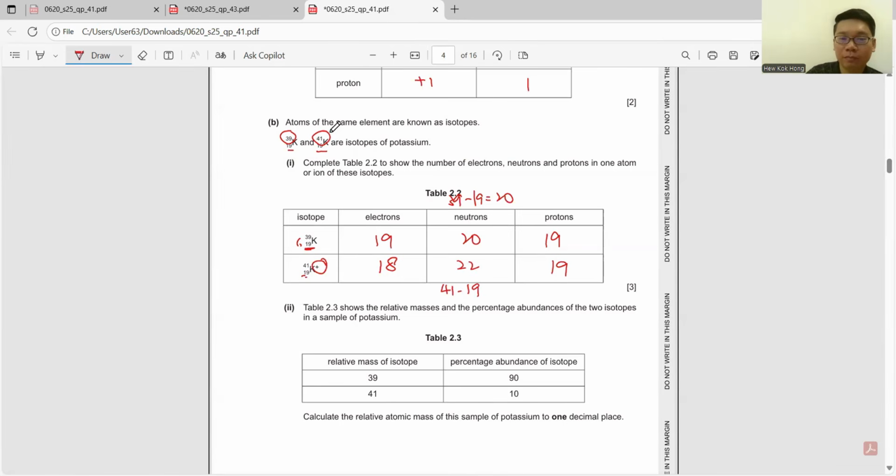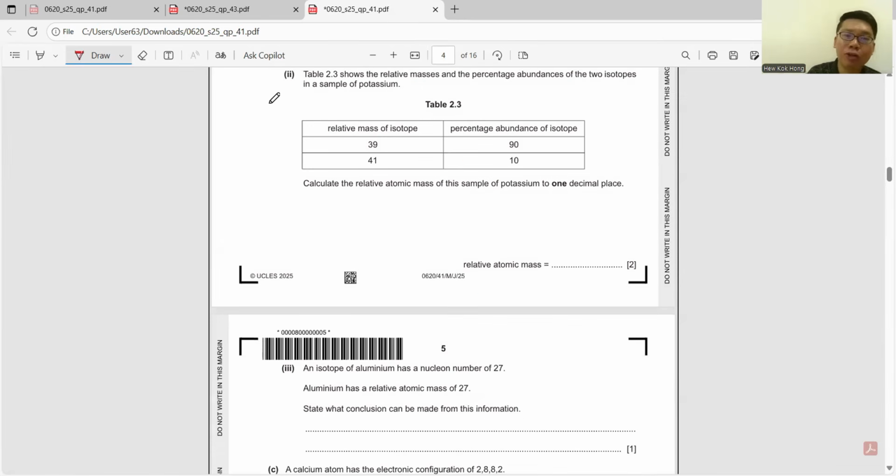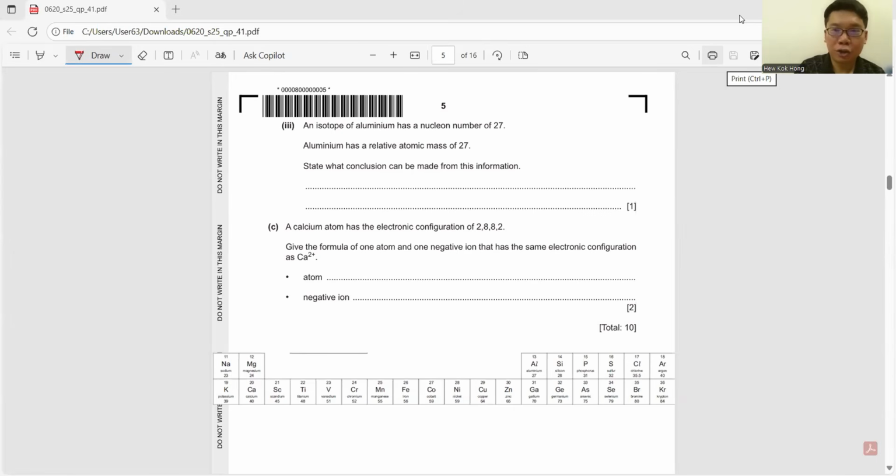It's 22. Part 3. Table 2.3 shows the relative masses and percentage abundance of 2 isotopes. Calculate the relative atomic mass to 1 decimal place. So this is easy. We just use this times this percent, this times this percent. 39.2.